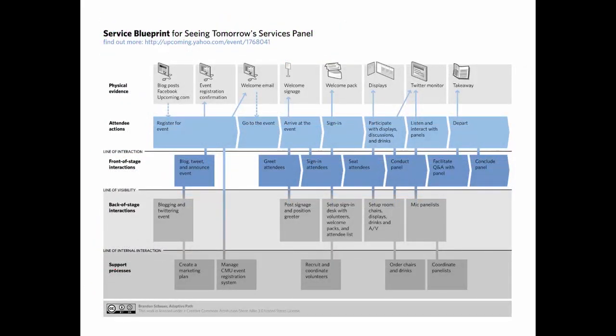Here's an example of an existing blueprint. This is a service blueprint for a panel or a conference. If you go to a conference, what happens? What's the physical evidence, right? What do you actually physically interact with?